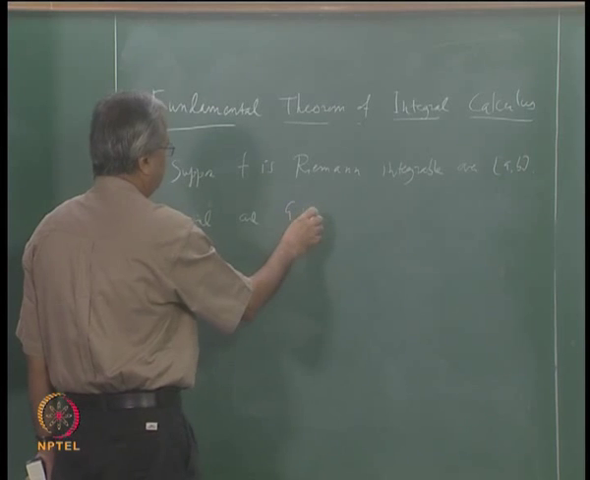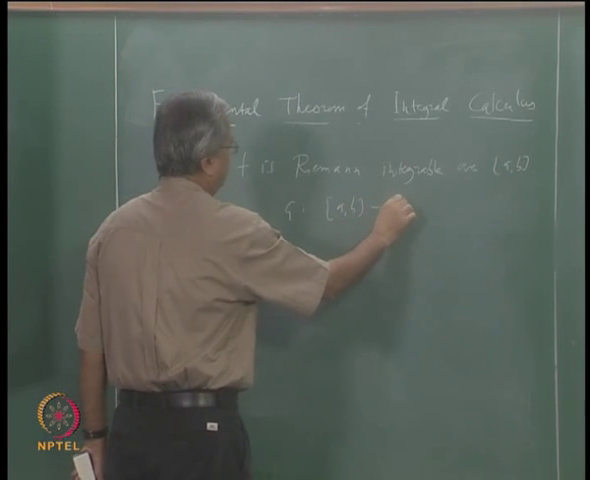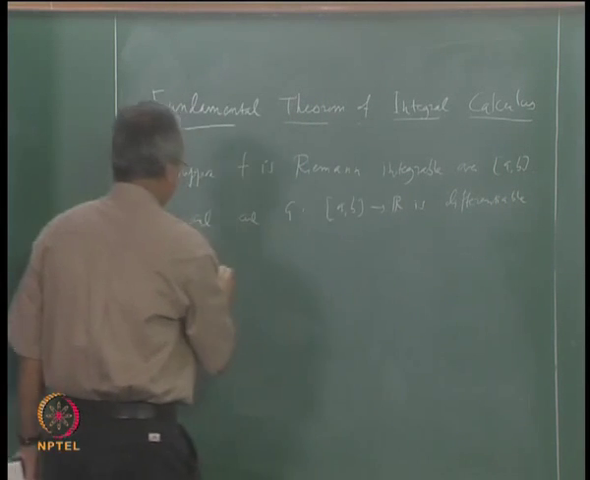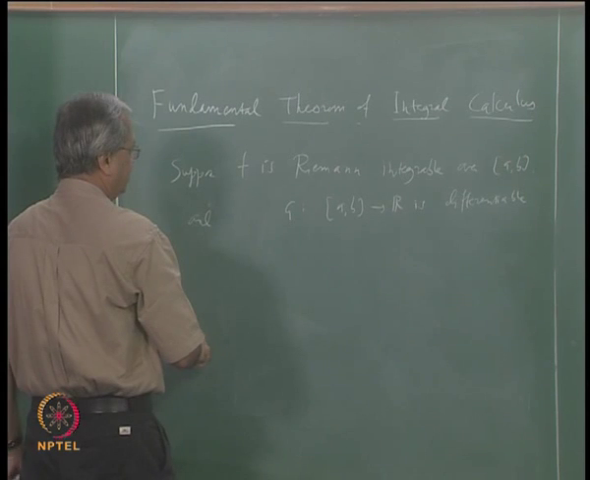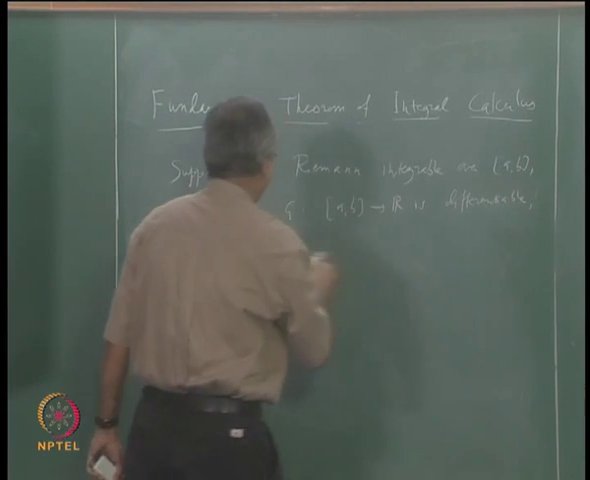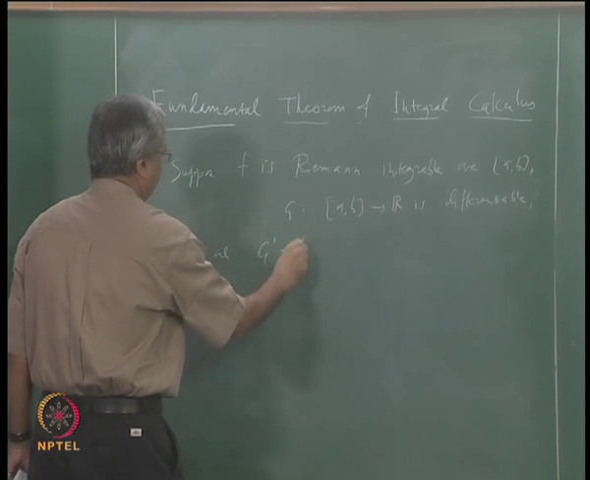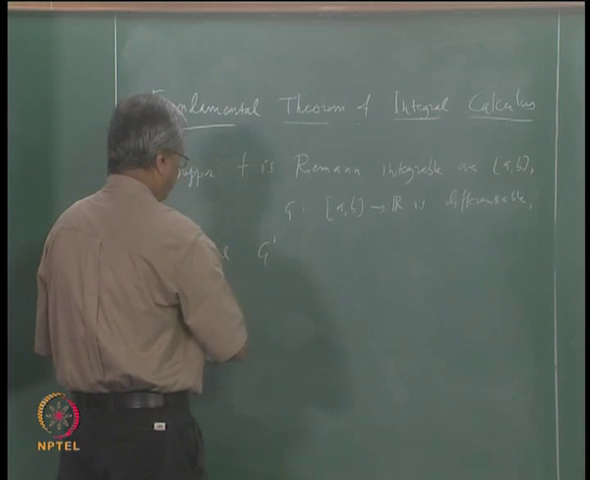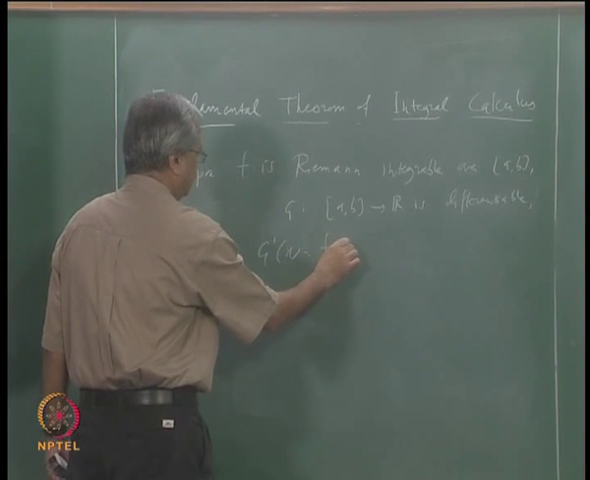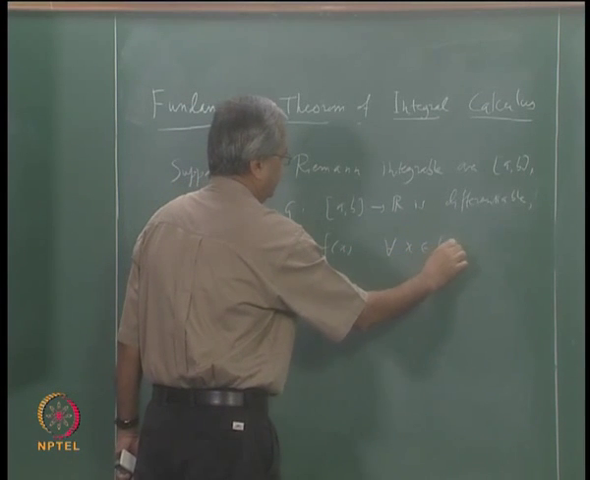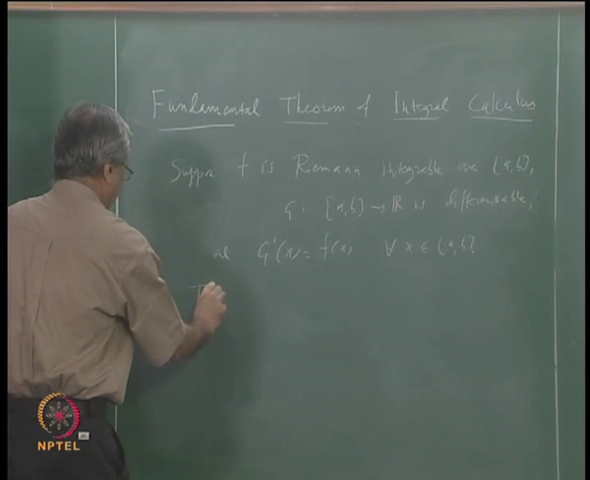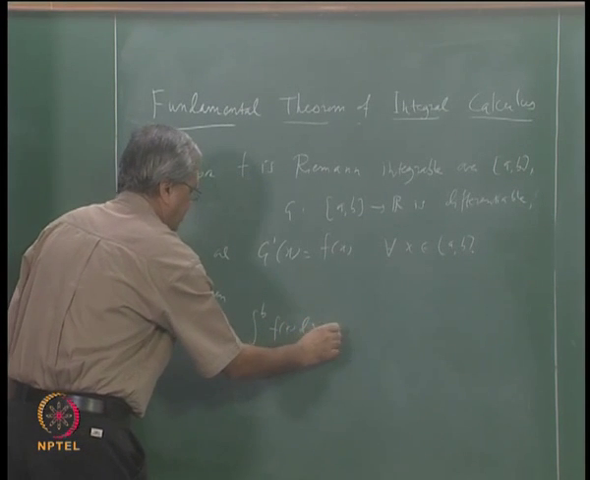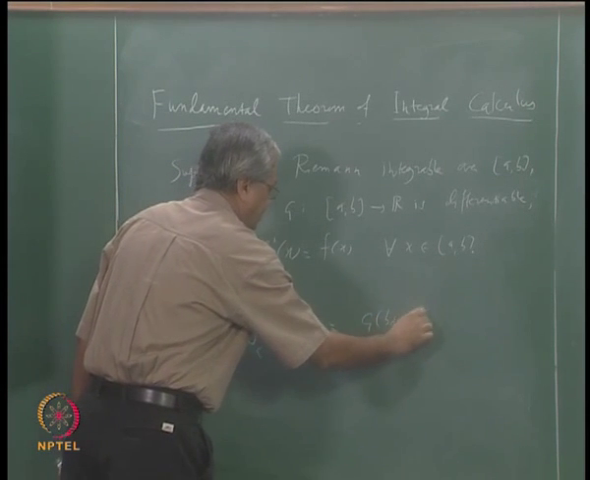Suppose f is Riemann integrable over [a, b], and g from [a, b] to R is differentiable and g prime is equal to f. That is, the derivative of g is the same as small f, or in full form, g prime x is equal to f(x) for every x in [a, b]. Then the conclusion is this: the integral from a to b of f(x) dx is nothing but g at b minus g at a.